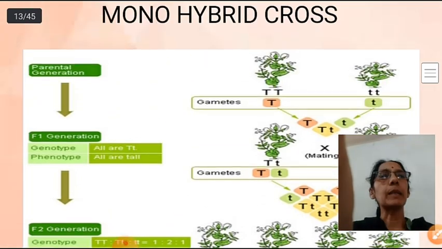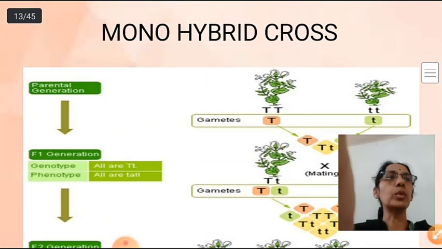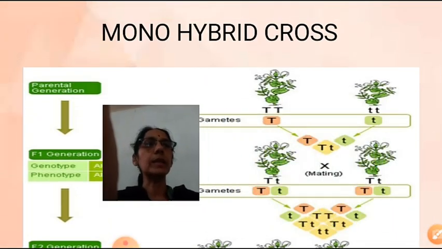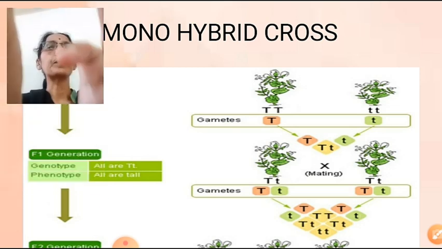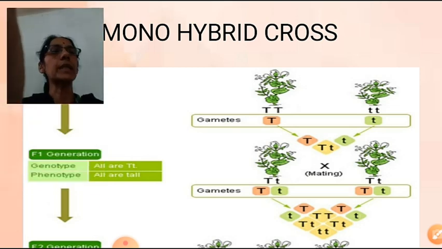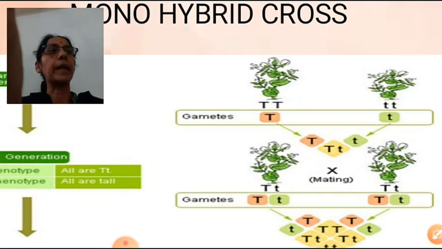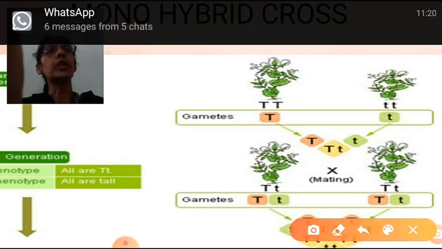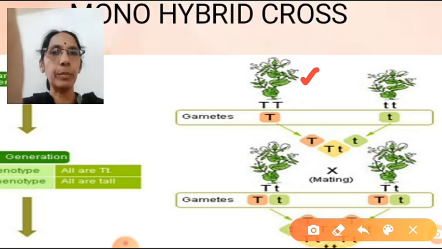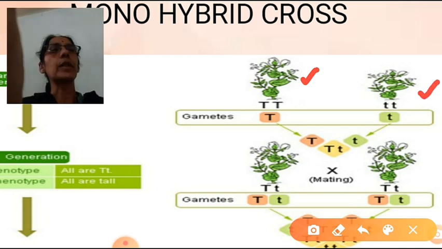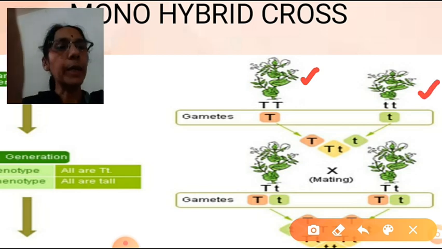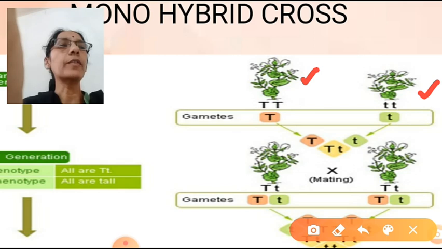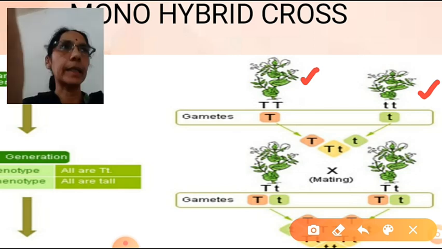So let us come to the next one, how to do this monohybrid cross. Here, first he has taken a tall plant, and you know very well, yesterday you studied that tall is a dominant character. He has taken one pea plant which is tall and the other one is dwarf, and tall is a dominant character, dwarf is a recessive character.